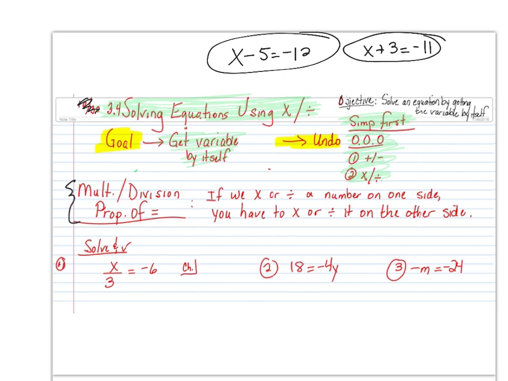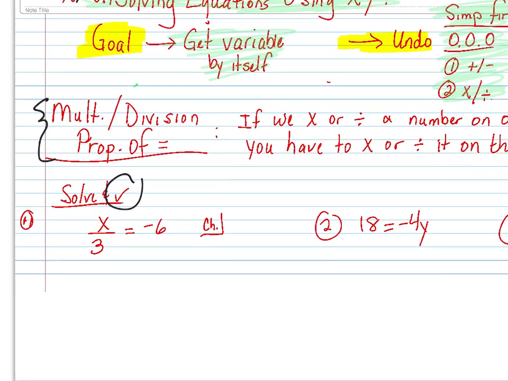All right, so let's write down. It says solve and check. Oh, yay, I get to know if my answers are right. Whoop, whoop.